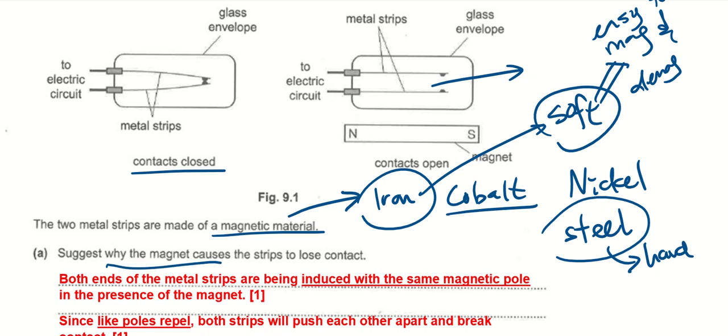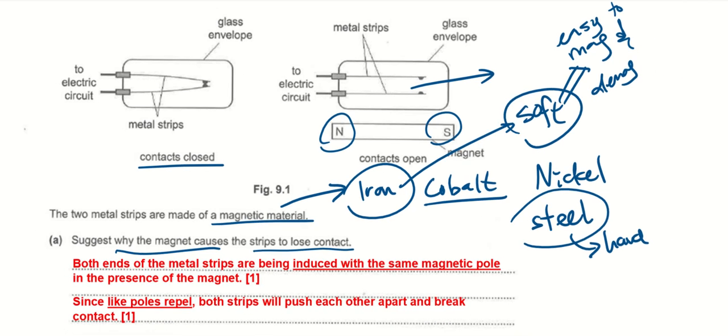Suggest why the magnet causes a strip to lose contact. It's because they are magnetic material, so now I have magnets near it. I will cause them to be induced magnets. So let's read on. Both ends of the metal strips are being induced with the same magnetic poles in the presence of the magnet. So if here is north, here will be south. Correct? Yeah. So here will be south as well. So here will be north, here will be north.